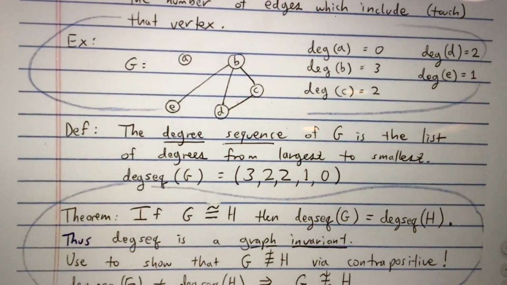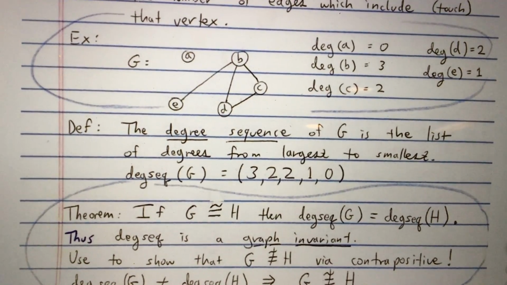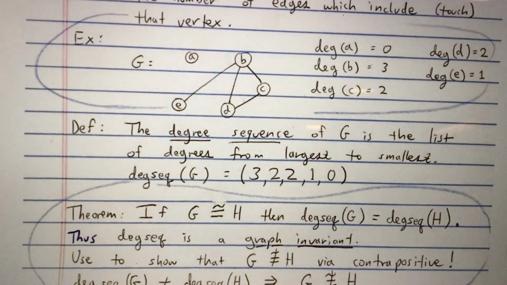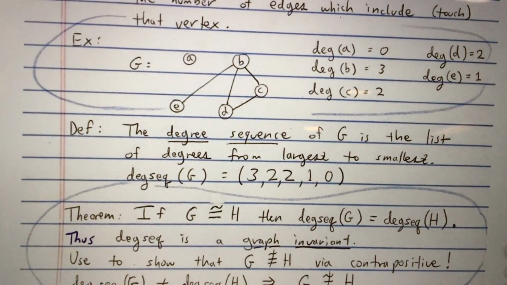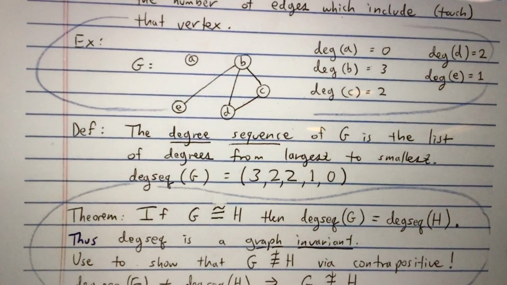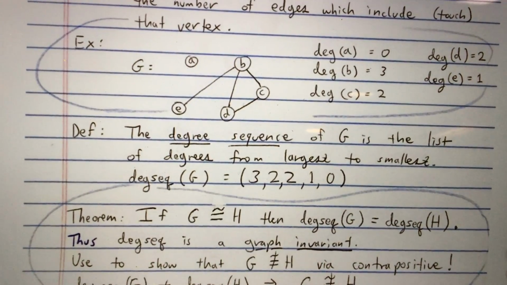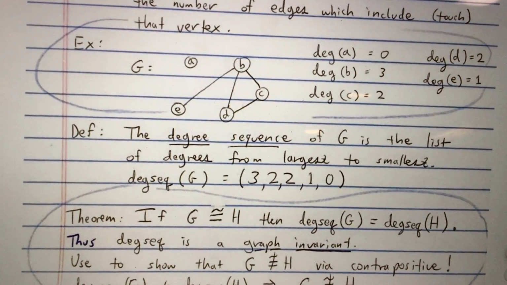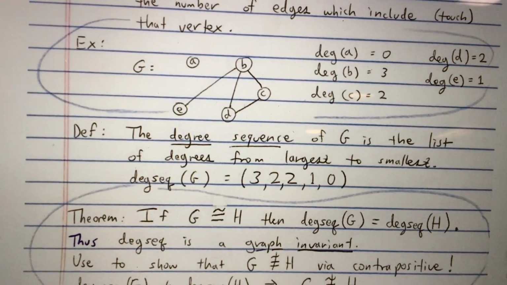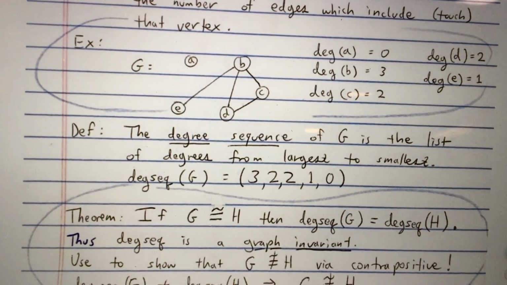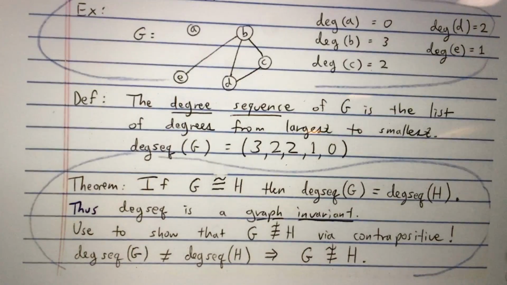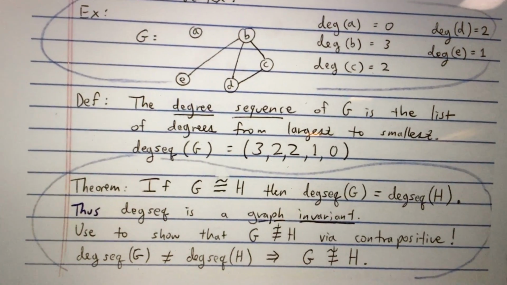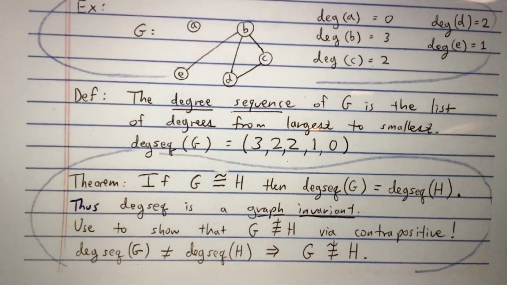Now here's how you use it. You always use it to show that G is not isomorphic to H. You can definitely use it to show that they have the same degree sequence, but that's going the long hard way, because finding out that they're isomorphic might take a while, and finding the degree sequence is fast and easy. So practically, you find the degree sequence first, but then you're only interested in the contrapositive of the theorem. Degree sequence of G is not equal to degree sequence of H implies that G is not isomorphic to H.